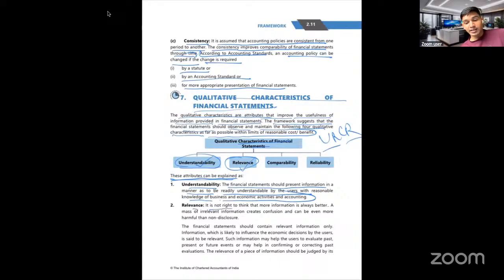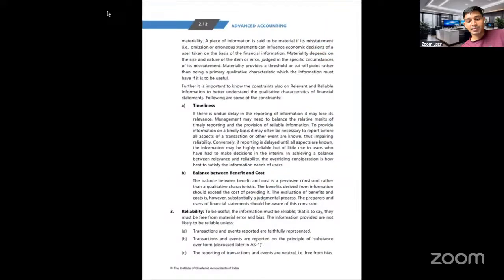Relevance. It is not right to think that more information is always better. A mass of irrelevant information creates confusion and can be even more harmful than non-disclosure. The financial statement should contain relevant information only. Information which is likely to influence the economic decisions by the users is said to be relevant. Such information may help the users to evaluate past, present, and future events, or may help in confirming and correcting past evaluations. The relevance of a piece of information should be judged by its materiality.